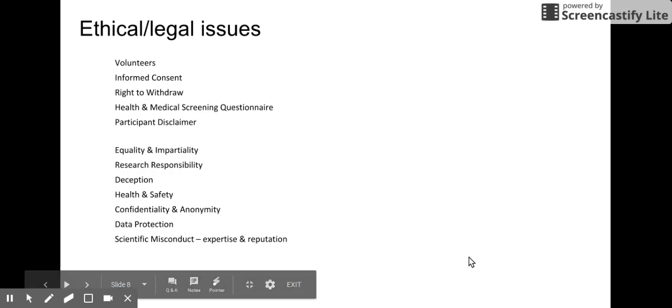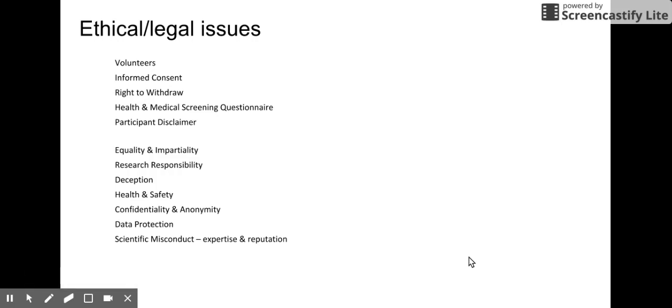So there are many ethical and legal issues. The first kind of things that we have to follow when we do experiments and research. So volunteers. This is when the people volunteer, so the participants volunteer to take part in research. People should not be forced to do anything but purely given the choice to. They can be asked to take part, but it's up to them whether they say yes or no. Volunteers can be paid or also given incentives or rewards for taking part.